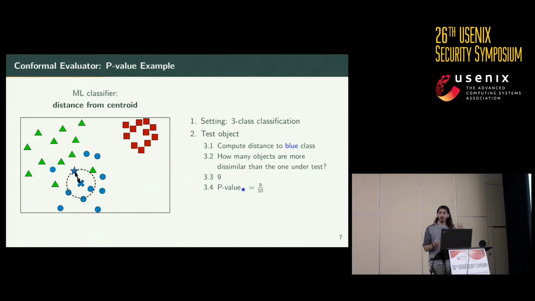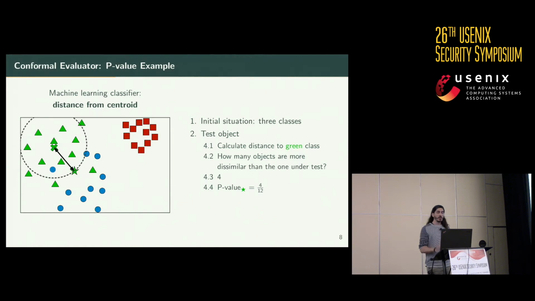And the p-value for the test object for the blue class, for the blue circle class, will be 9/10. 10 is the total number of objects in that class. We will do the same for the green triangle class. In this case, it will be 4/12. Again, this is 12 because the total number of objects in the green triangle class is 12. And also, for the red square class, that will be 0. This p-value represents the statistical support that we have when the classifier chooses that class.